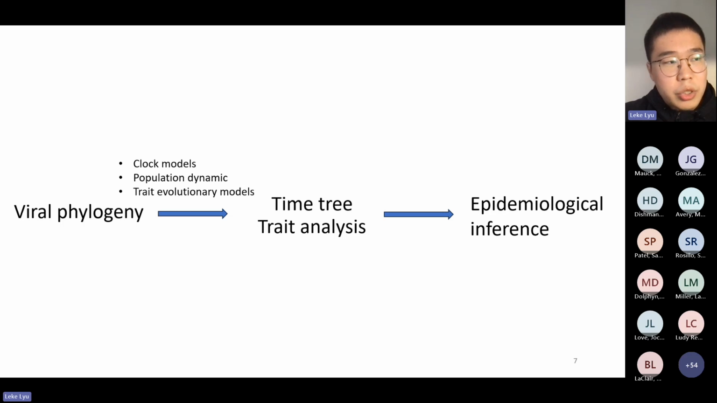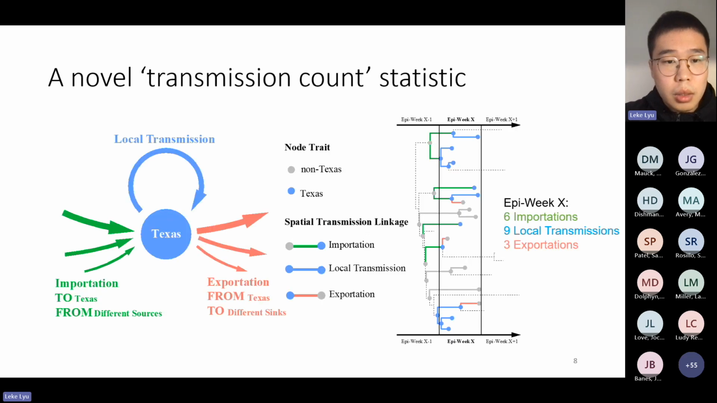But SARS-CoV-2 is definitely a game changer because a typical data set will easily have over 10,000 sequences. So imagine a compact tree with more than 10,000 tips. How can we translate the time and location traits into readable epidemiological inference? So in our study, we came up with a new transmission count statistic. Let's take Texas as an example. Texas-related transmission can be classified into importations, local transmission, and exportations.